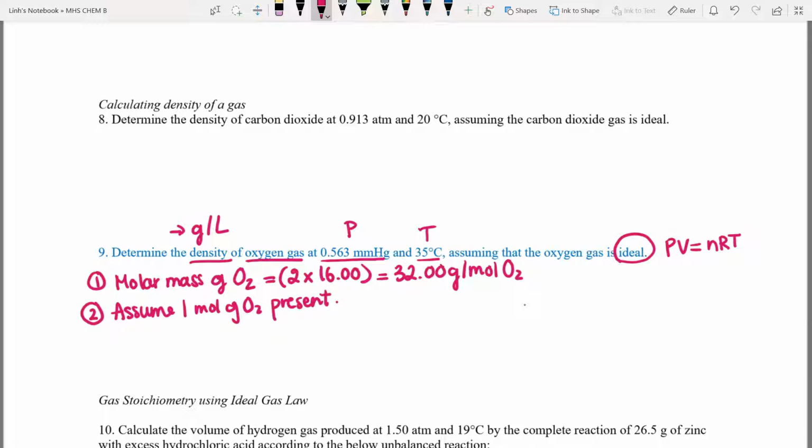Knowing now that I have 1 mole of O2, I can actually use PV equals nRT in order to figure out the volume of O2. Now that volume is going to be in liters, right, the unit, and that's exactly what I want here in a density. So I'm going to just rearrange the equation, solving for V as nRT over P, and then I'm just going to plug in all my values.